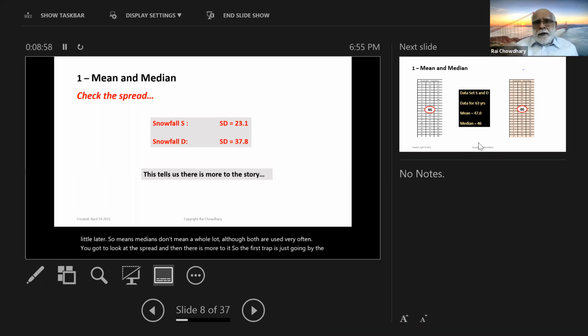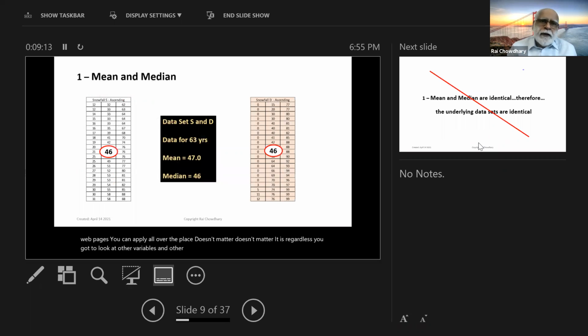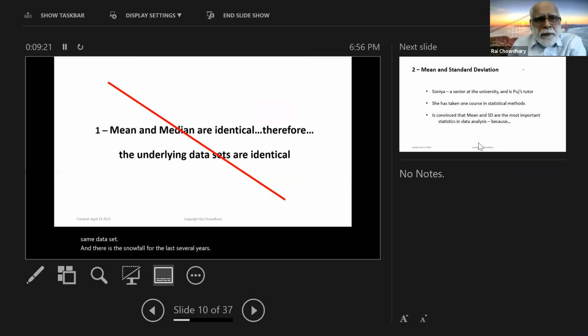Now, this you can apply to click-through rates. This you can apply to total dwell time on web pages. You can apply it all over the place. It doesn't matter, it is regardless. You got to look at other variables and other parameters, both. Okay. So here is a data set, the same data set, and there is the snowfall for the last several years. Can't go by mean or median by itself. Got to look at the spread. There is more to it. Just stay tuned.